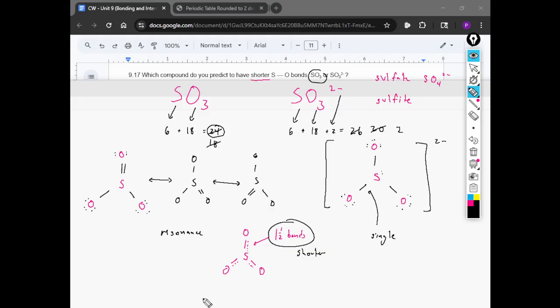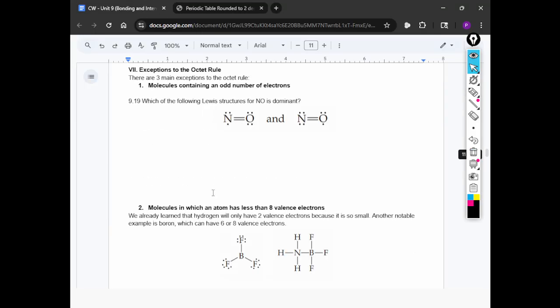Okay, so we've talked about the octet rule and how it's important to get everyone their octet, but there are some exceptions to the octet rule, some very important ones that we're going to talk about. These are ones you're expected to know for the AP test, so apologies, but another thing that you've got to memorize, okay? Don't look at me like that. I don't make the AP test.